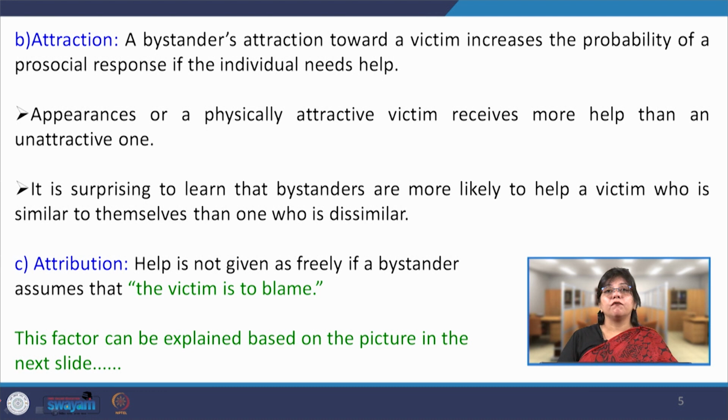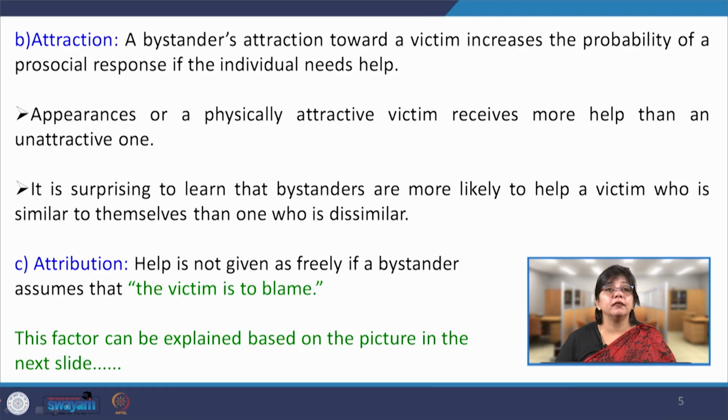So, appearances: a physically attractive victim receives more help than an unattractive one. It is surprising to learn that bystanders are more likely to help a victim who is similar to themselves than one who is dissimilar. For example, in a foreign country, if two people come from similar countries and one has met with an accident on the road, then definitely the person with similar citizenship will help the person in need. So, similarity in different forms also induces prosocial or helping behavior.